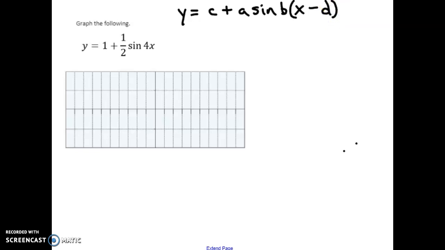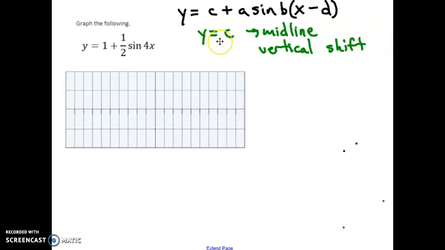And the C, or we'll actually say y is equal to C, is going to be the midline. It will also be the vertical translation, or we'll say vertical shift. So it will be what moves the function up or down. And you keep the sign the same as you always have with the vertical translation.